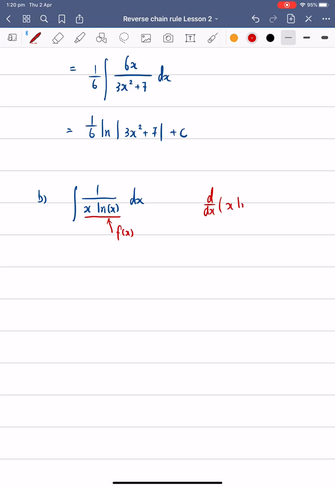So x ln x. Now we're going to use the product rule to differentiate that. So when you differentiate this one, that's equal to 1 times ln x plus, and then you differentiate this part, 1 over x times x. So that gives you ln x plus 1. Now clearly you can see that one is different to the numerator. The numerator is only equal to 1, but however the derivative of the denominator is not equal to 1.